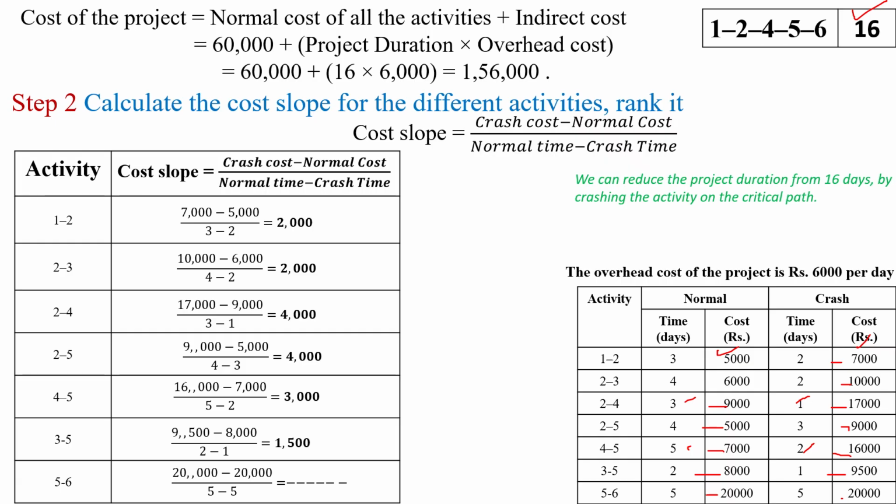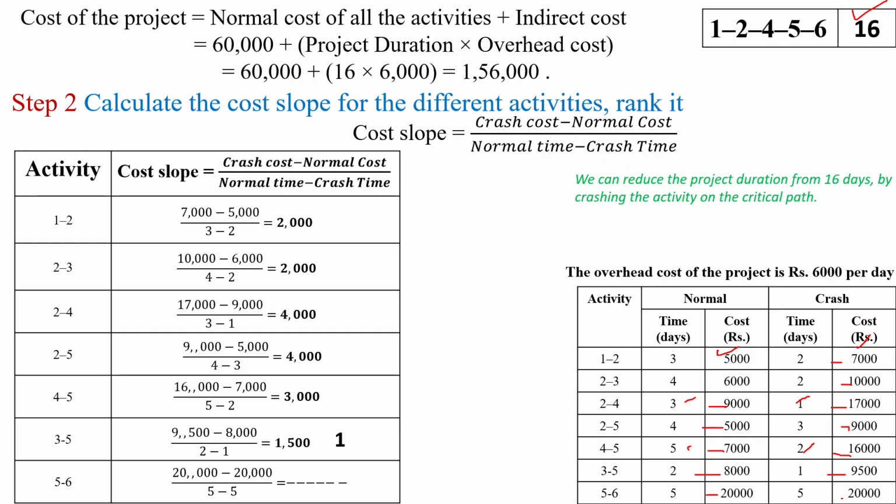Next we have to give the rank based on the cost slope value. So we have to give the first rank for the minimum value, and the next rank for the next minimum value. Here the minimum value is 1,500 for the activity 3 to 5. So I have to give rank 1 for the cost slope value of activity 3 to 5.